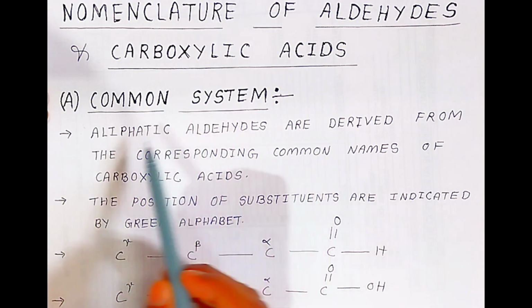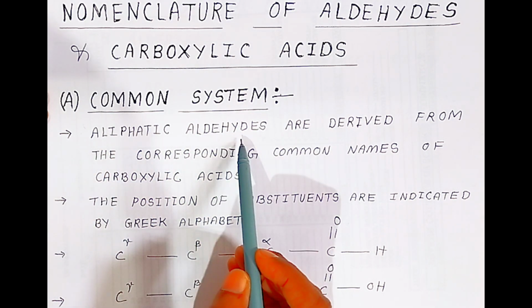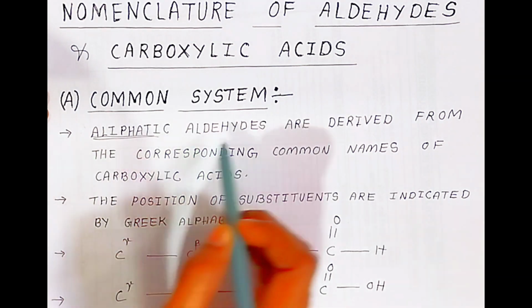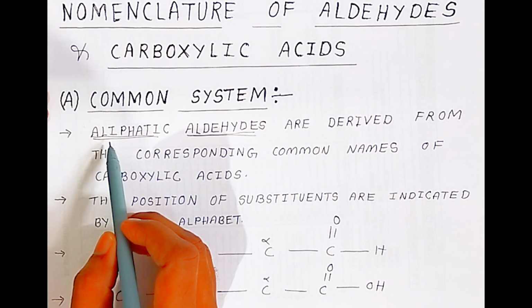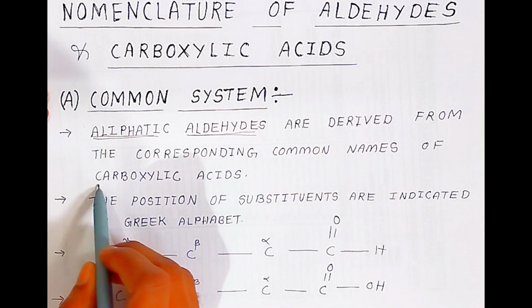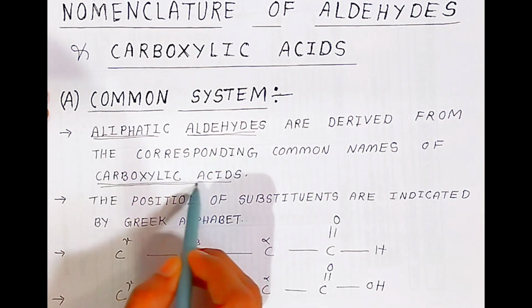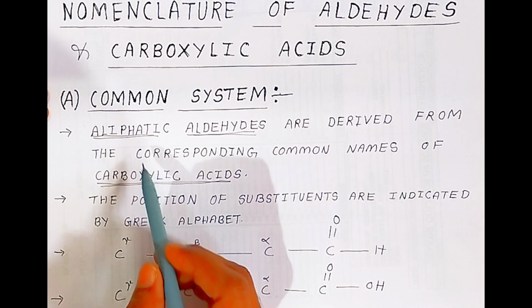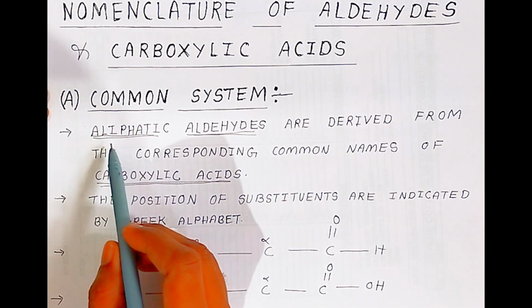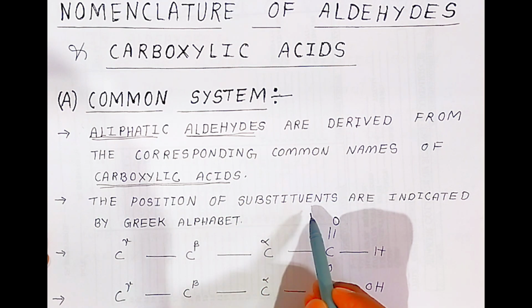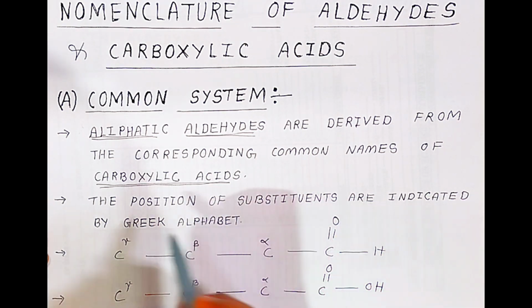In the common system, an aldehyde which contains an alkyl group we call an aliphatic aldehyde. Aliphatic aldehydes are derived from the corresponding common name of the carboxylic acid. So all the names of aldehydes, mostly aliphatic aldehydes, are derived from what? From carboxylic acids. The positions of substituents are indicated by Greek alphabets.